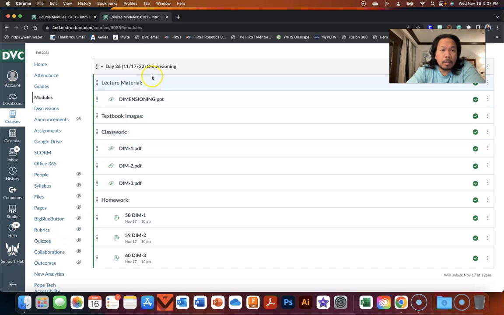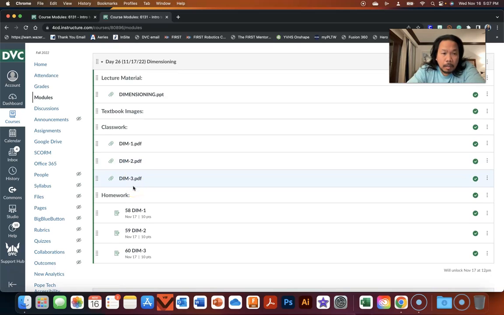So day 26 lesson is on dimensioning. From your workbook, get dimension 1, dim 1, dim 2, dim 3, and the file numbers are 58 for dim 1, 59 for dim 2, and 60 for dim 3. They're all due Friday, November 18 by 7 p.m. in order for you to be considered present for this asynchronous class.